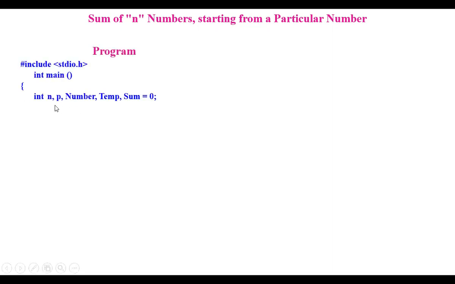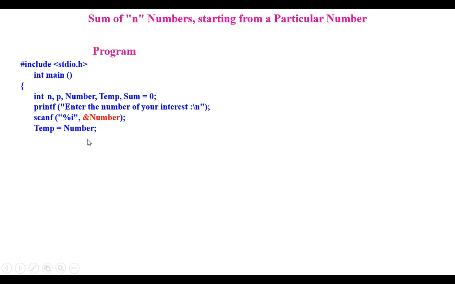Suppose sum of n numbers starting from a particular number. I want to add all the numbers. How? Let us see. Here we have taken some variables n, p, and number, temp, and sum is initialized as 0. Enter a number of your interest. That is assigned to number, and this number is stored temporarily here in temp. Of course, all these are integers. This temp is for temporary storage of this particular number.